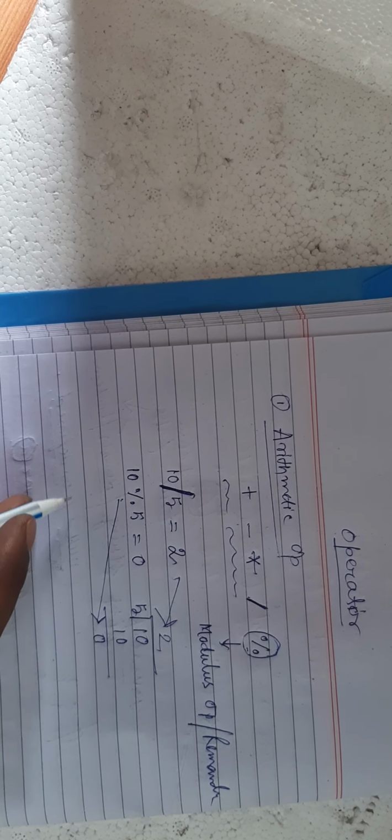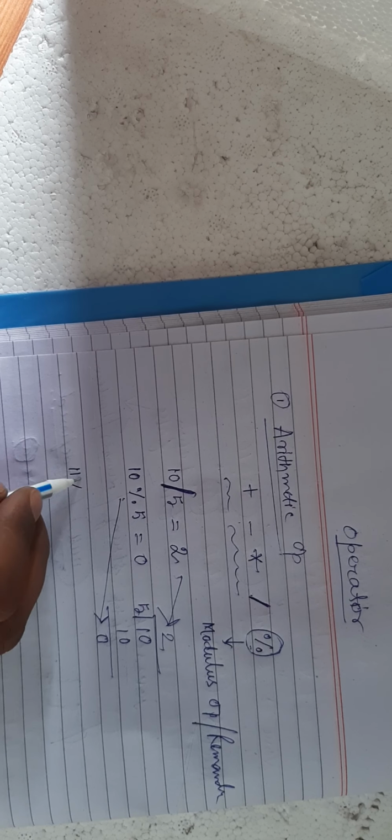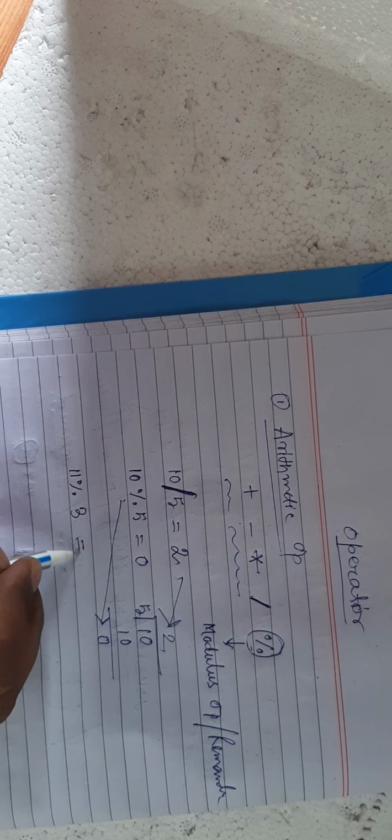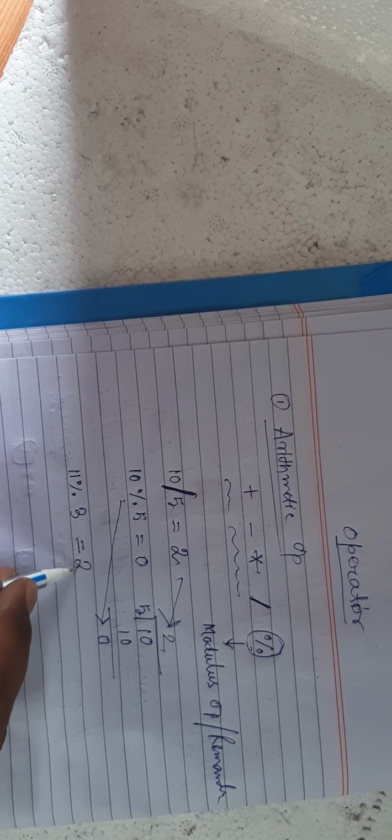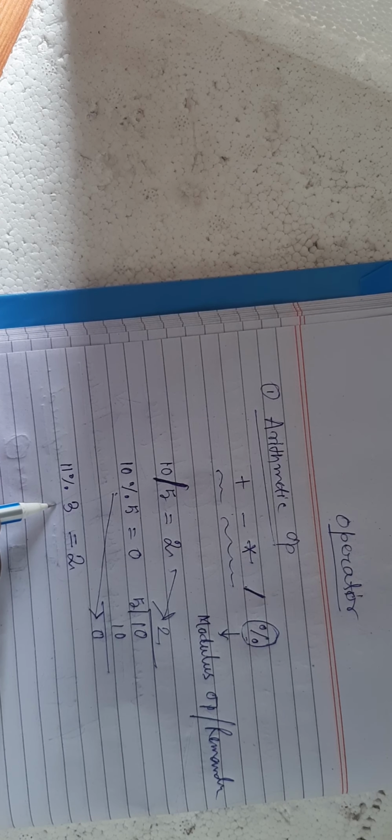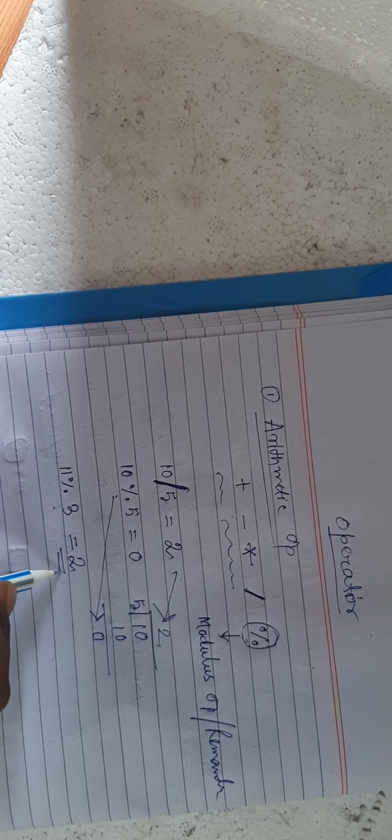Few more examples if we take, just like 11%3. What will be the answer? The answer will be 2. Why? 3 times 3 is 9, so the remainder will be 2.